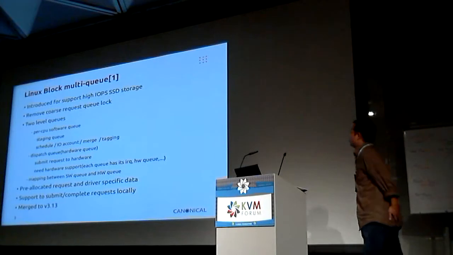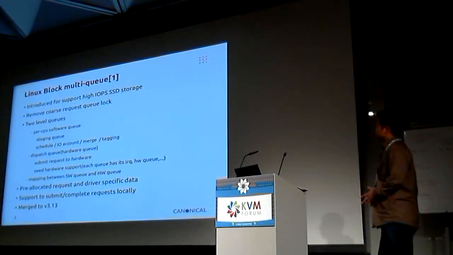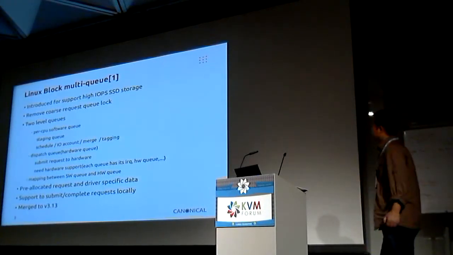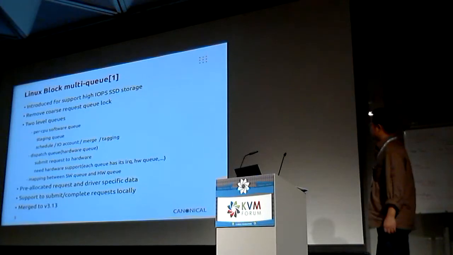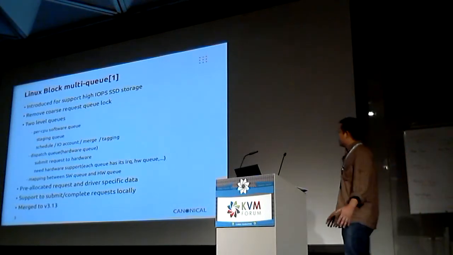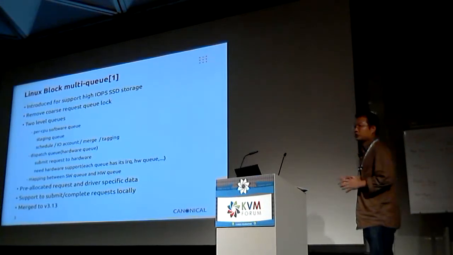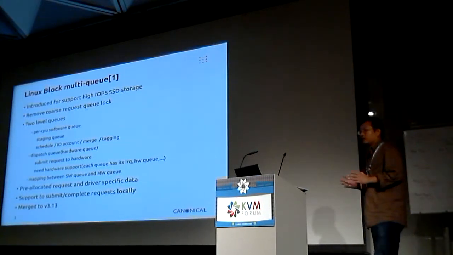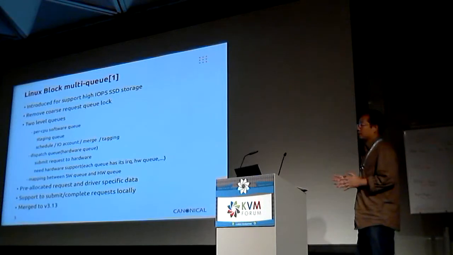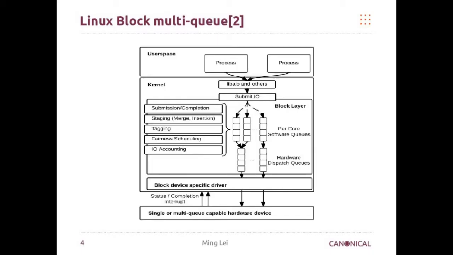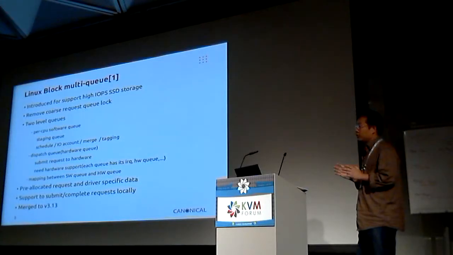Linux block multi-queue is introduced for supporting high IOPS SSD storage. Why was multi-queue introduced? Because the older block subsystem of Linux has a big bottleneck: the request queue lock. This lock is required in lots of places.